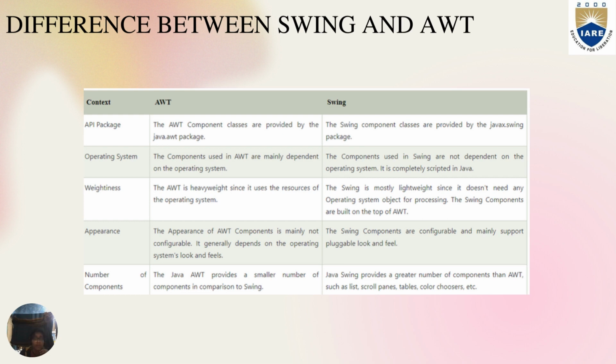The Swing components are built on top of AWT. Appearance. The appearance of AWT components is mainly not configurable. It generally depends on the operating system's look and feel. The Swing components are configurable and mainly support a pluggable look and feel. Number of components. Java AWT provides a small number of components in comparison to Swing. Java Swing provides a greater number of components than AWT, such as list, scroll panes, table, color choosers, etc.